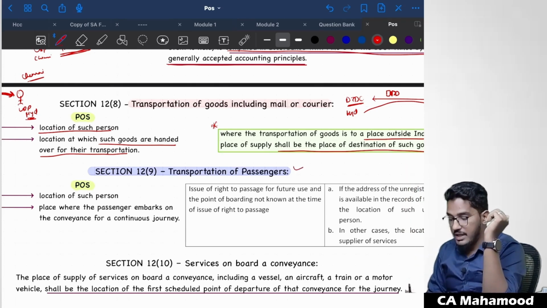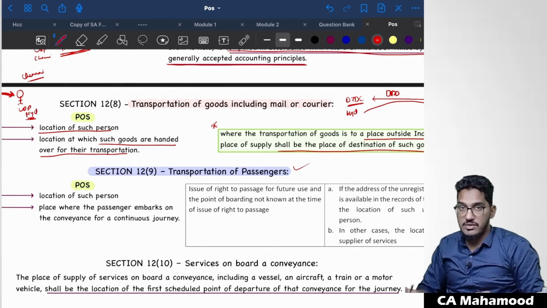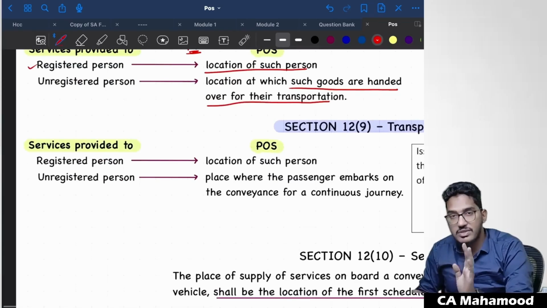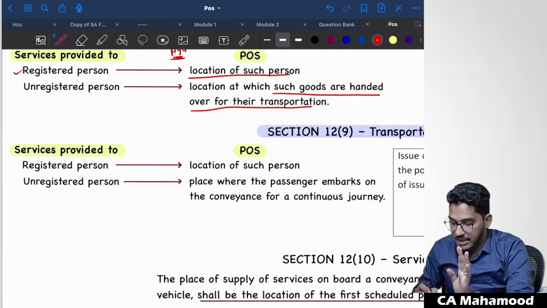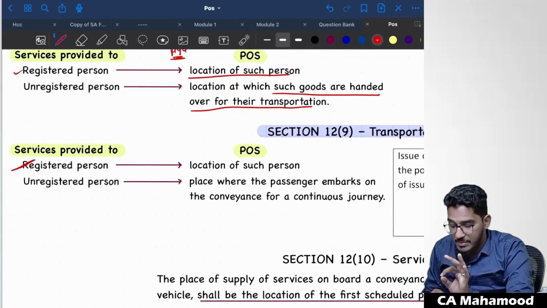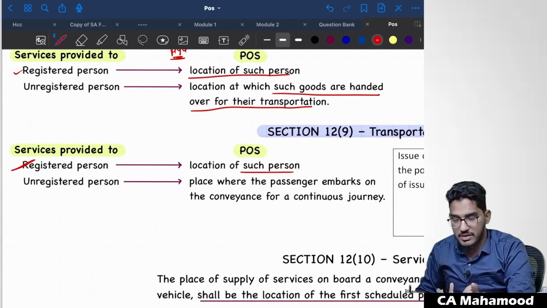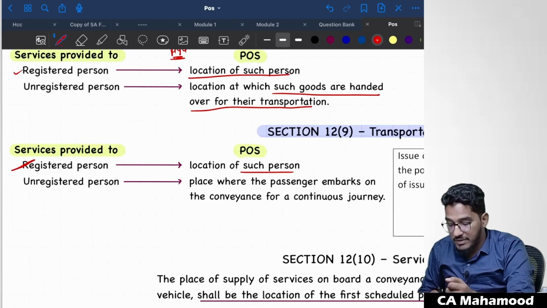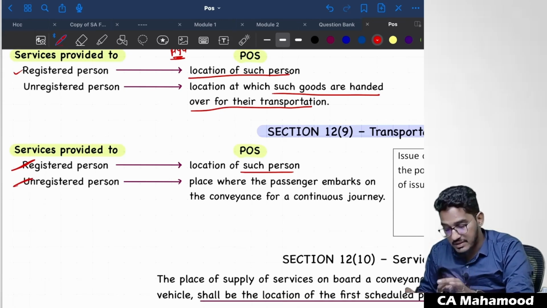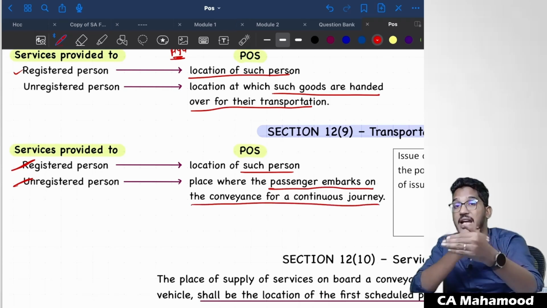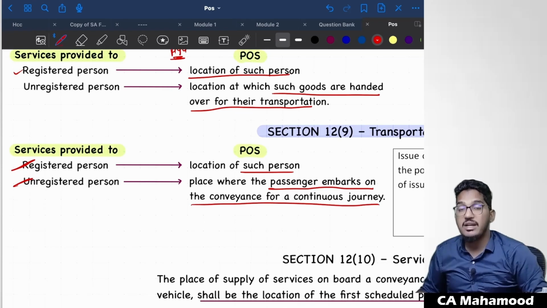Clear? Next one. Similarly, transportation of passengers. Sir, for transportation of passengers, how do you determine place of supply? Here also you have to see the status of the registered person. If the transportation of passenger services are provided to a recipient who is a registered person, then the place of supply will be location of the recipient. Same like the previous case. Sir, what if it is an unregistered person? In case if it is an unregistered person, the place where the passenger embarks on the conveyance for a continuous journey. Wherever you are embarking on the conveyance for a continuous journey, that will be treated as place of supply.